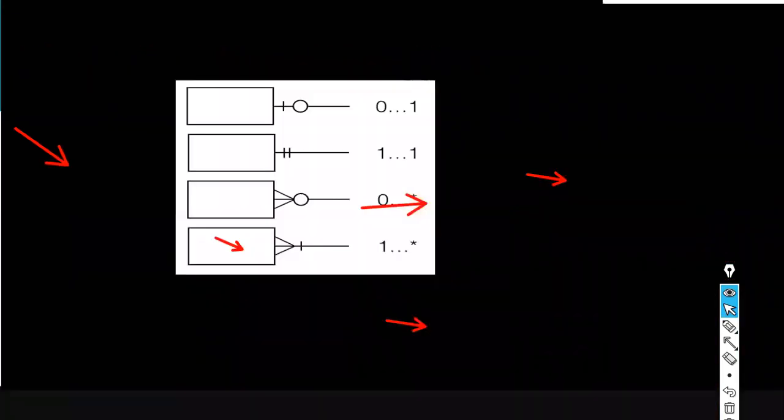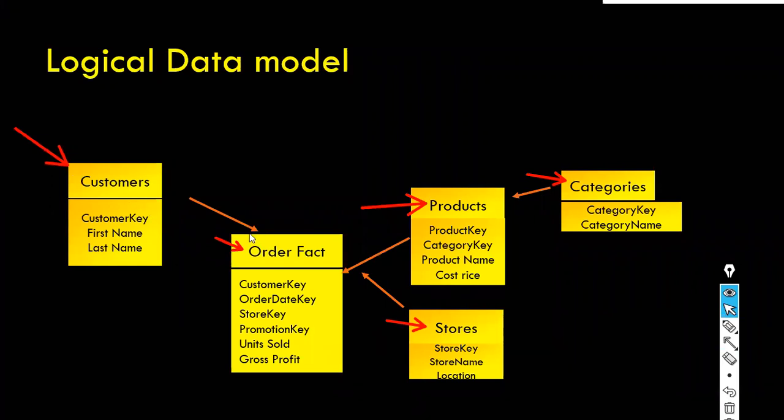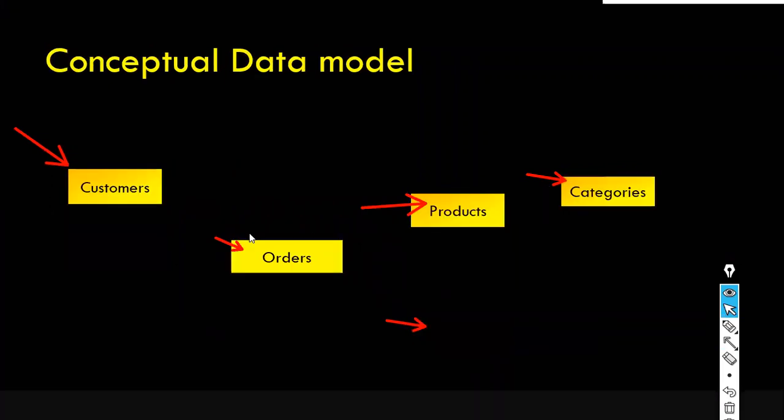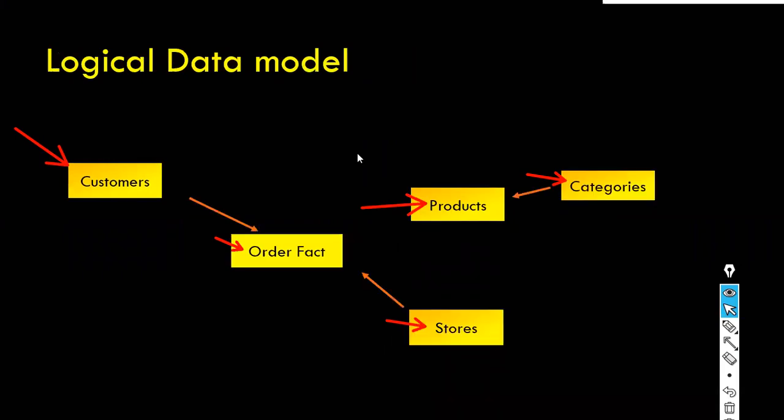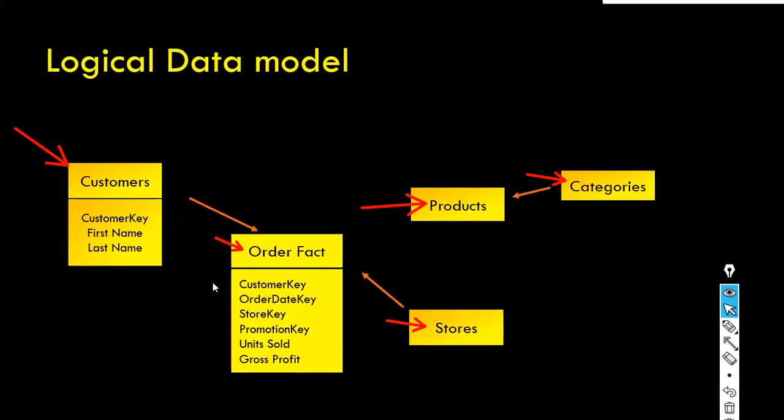Here itself, you observe it. So first we identify the entities. That's what I mentioned here. Look here. In this case, we identified the entities. Entities are nothing but tables. In the logical data model, in addition to the entities, we are going to identify the properties of each entity.